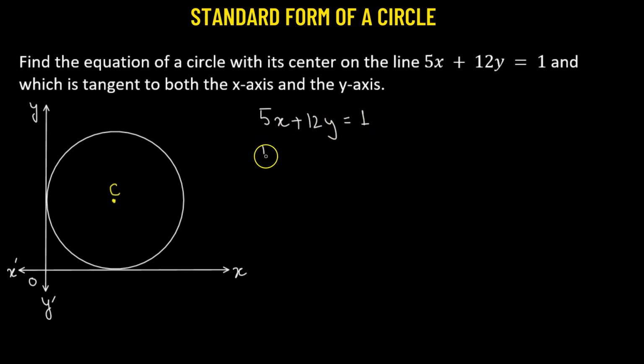We're going to rewrite this equation. So we'll keep 12y on the left hand side and transpose 5x to the right hand side to get negative 5x, and we have 1 added to it. We're going to divide both sides by 12. So we have y equals negative 5 over 12 times x plus 1 over 12.